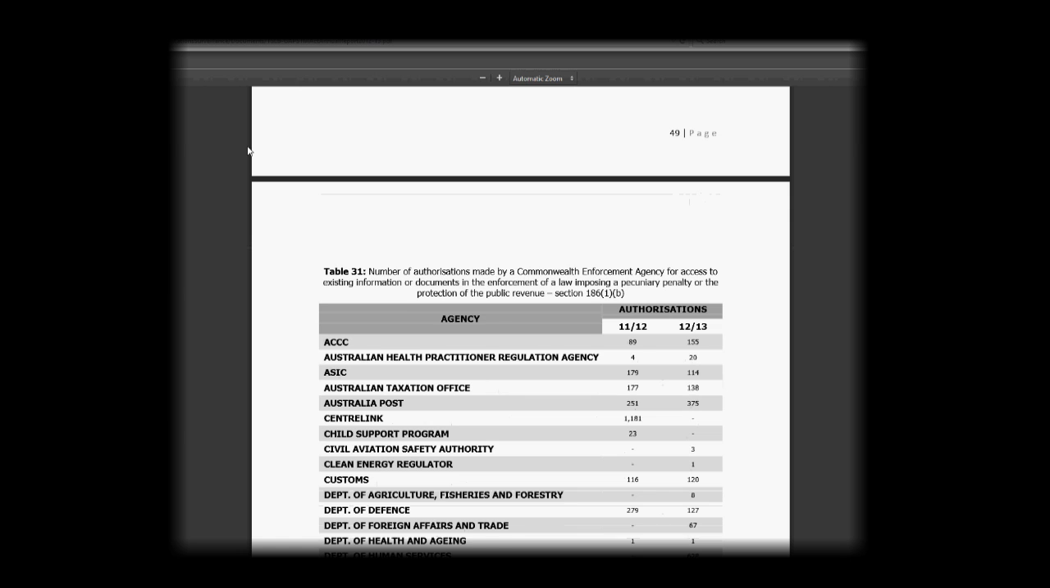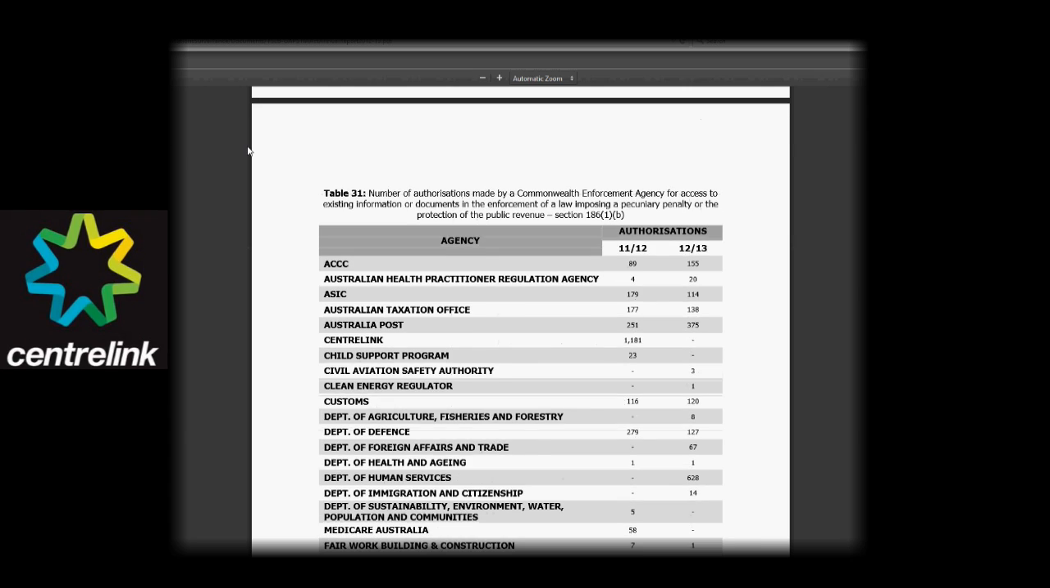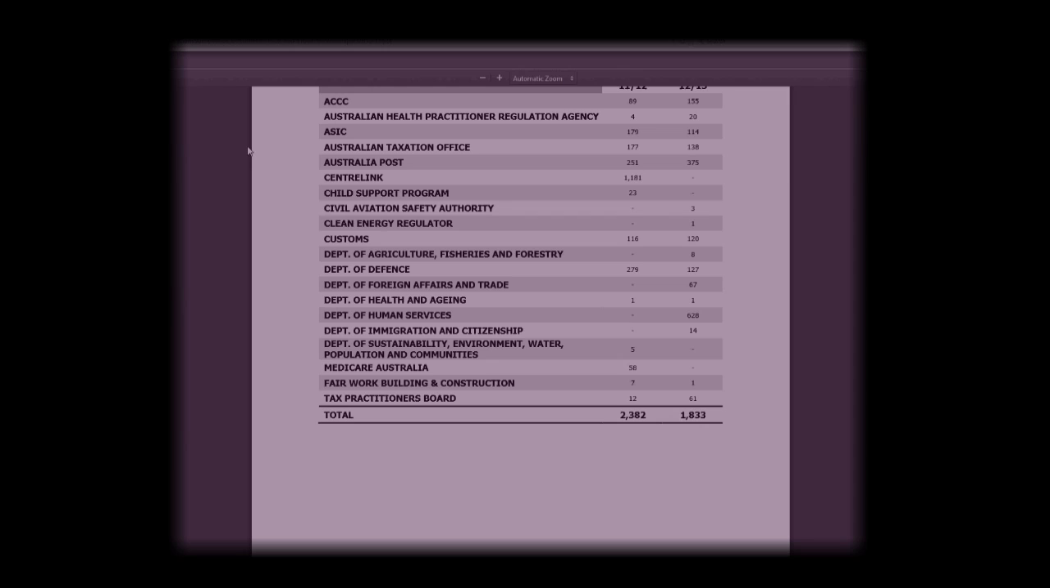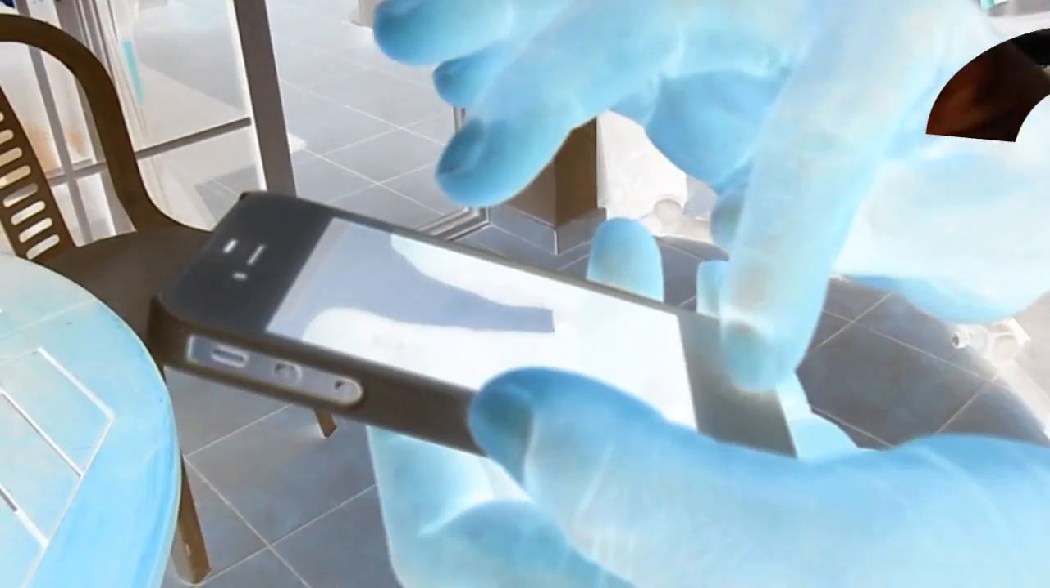In 2011-2012, the most requests for metadata came from Centrelink, who contacted telecommunications companies 1,181 times. Although these requests for stored information are often made and approved, the 1979 TIA Act did not prescribe the type of information required to be retained by telecommunications providers, nor did it describe any minimum period of time for which it was required to be retained.